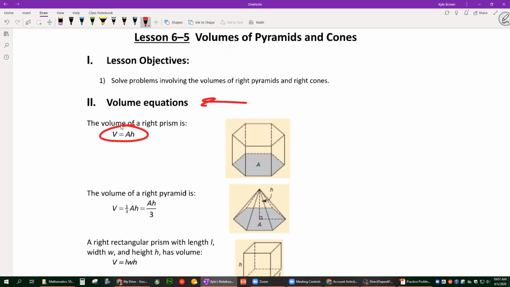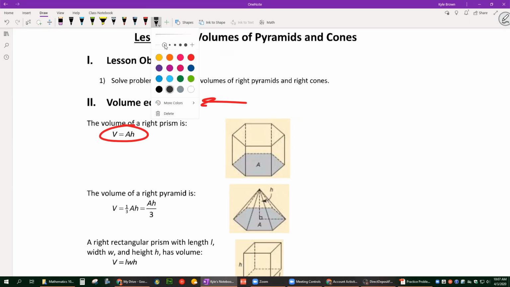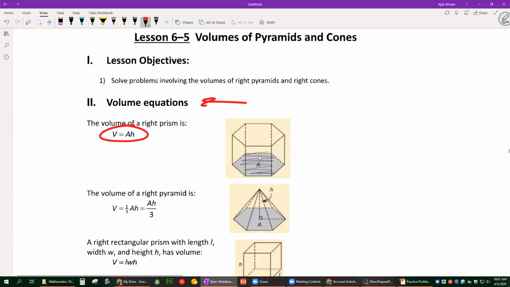Well, what that means, one sec, I've got to change my pen size. There we go. What that means is that if you figure out the area, A just stands for the area of the bottom of that guy. If you ever find out the area of the base, then it's just going to be times the height of the thing that you're looking at. One sec. Okay.